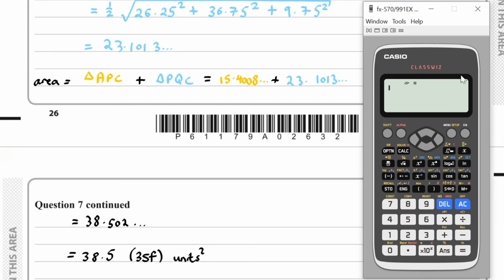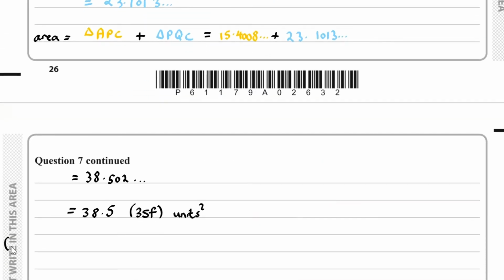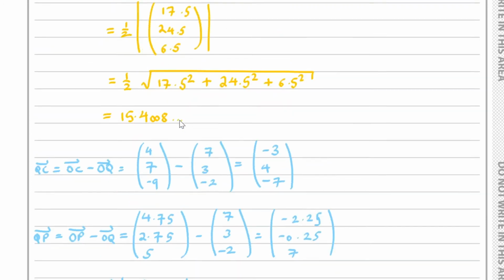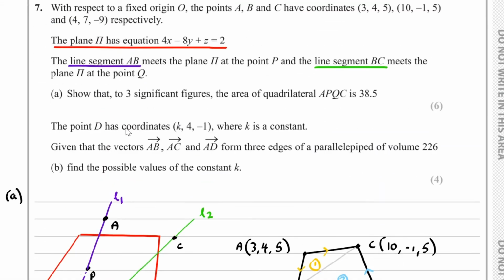Okay, so having done that, for part B, what do we have for part B? The point D has coordinates (k, 4, -1), where k is a constant, and given that the vectors AB, AC and AD form the edges of a parallelepiped of volume 226, we have to find the possible values of the constant k. Well, let's quickly sketch that out.